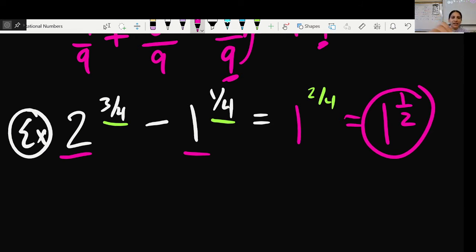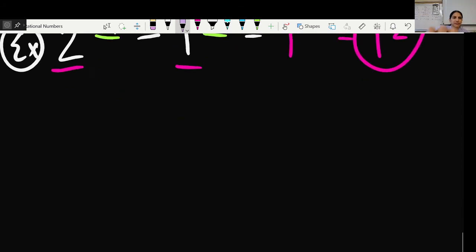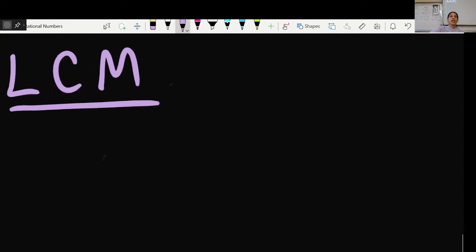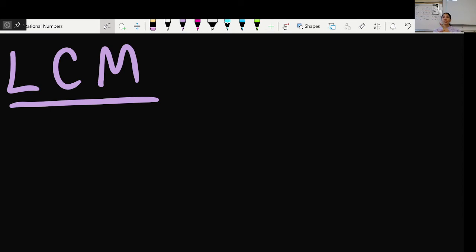If I write this, do you all know what I am talking about? LCM. What does that stand for? Tracy? Lowest common multiple. Good. Somebody said least common multiple. They both are correct. It doesn't matter, but I'm going to show you one example.